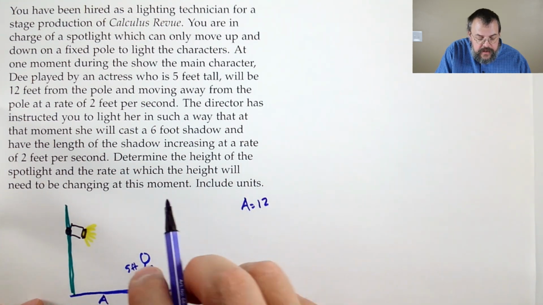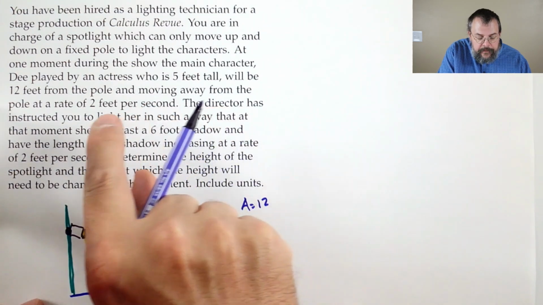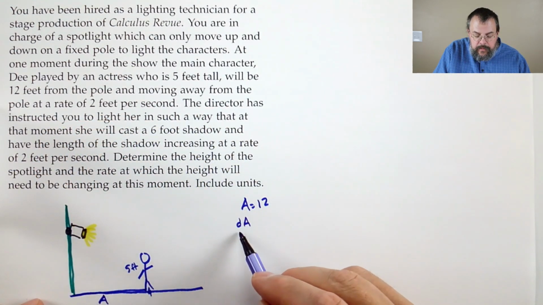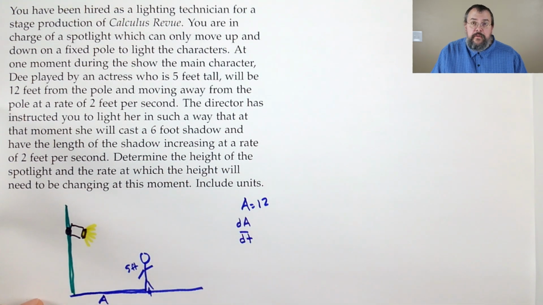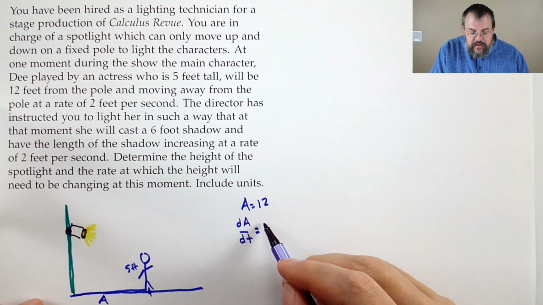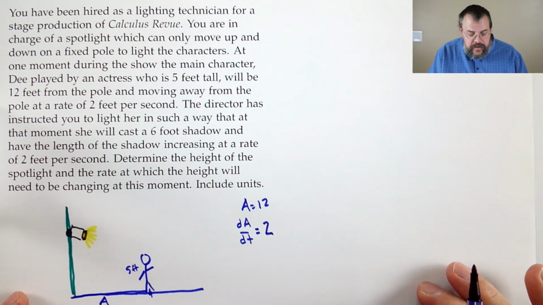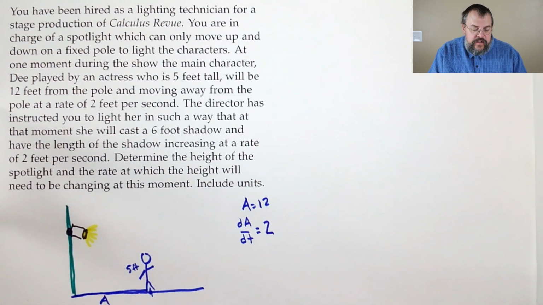because that's how far she is away from the pole, and moving away from the pole at a rate of 2 feet per second. Since she's moving away from the pole, the distance from the pole is increasing, so the derivative is positive. So dA/dt is a positive 2. Good. Now, the director has instructed you to light her in such a way that at that moment she will cast a 6-foot shadow. So let's figure out the shadow.